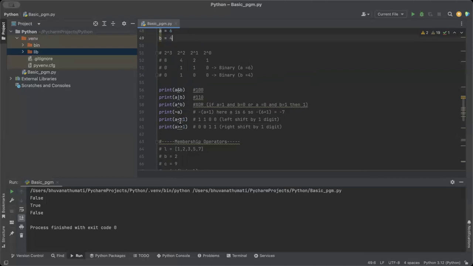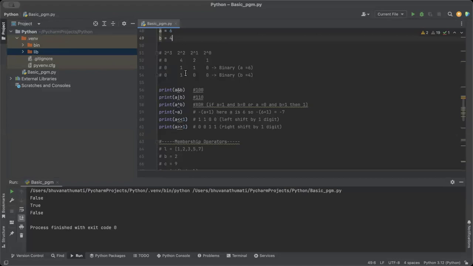So here for 6, A left shift of 1. Here I need to shift this to here, this to here, this to here. So I'm shifting 0 to here, 1 to here, again 1 to this place, and 0 to next place. So I'm getting output as 1, 1, 0, 0.